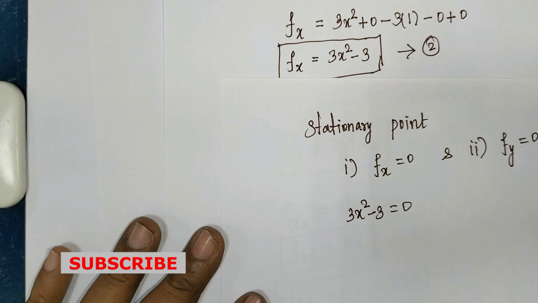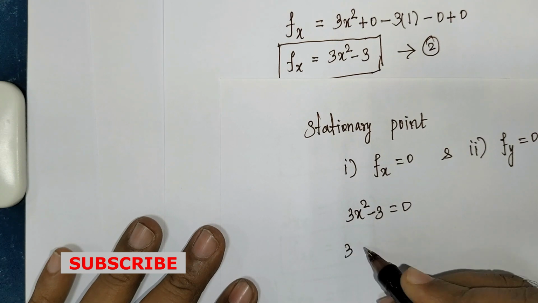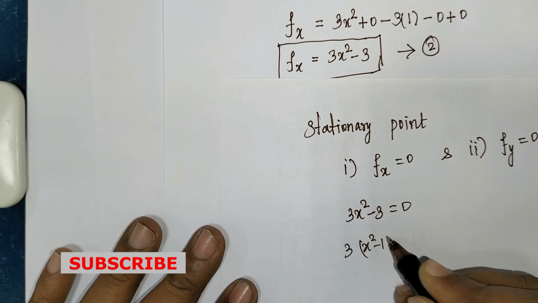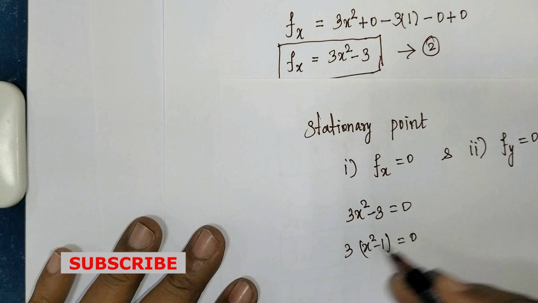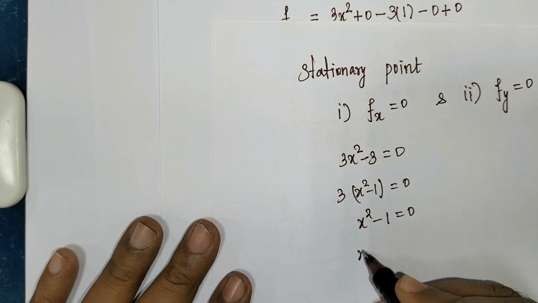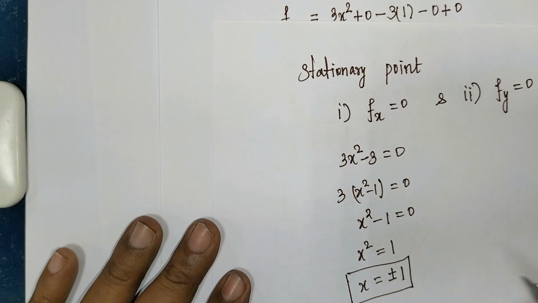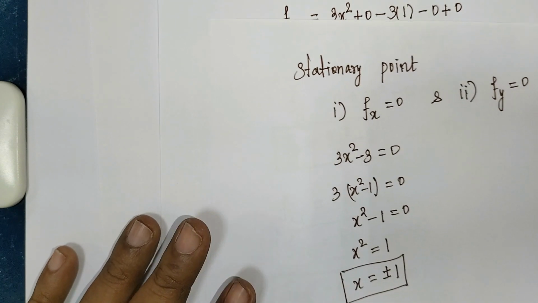This 3x square minus 3 equal to 0. From this you can take 3 common outside. I will get x square minus 1 equal to 0, with the 3 shifting to the right hand side as 0. So I will get x square equal to plus 1. That means the value x equal to plus or minus 1.